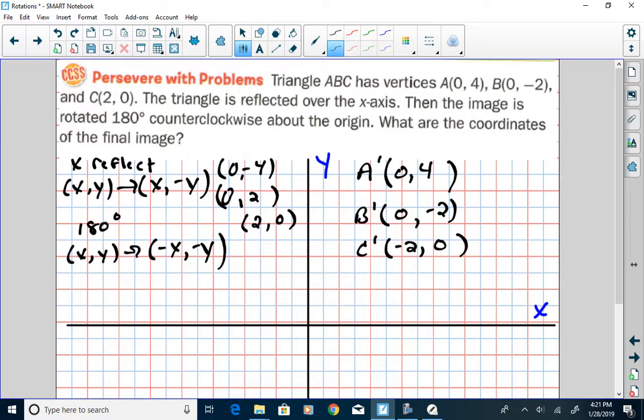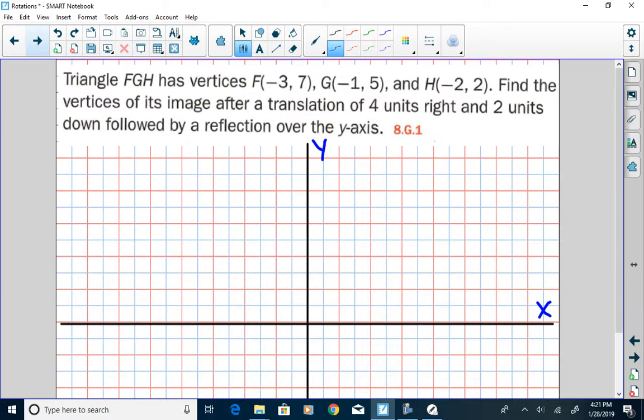Triangle ABC. What are the coordinates of the final image? We have to apply each of these two rules, first the x-axis reflection, where the x value stays the same and the y value becomes its opposite. Then we do opposite x, opposite y. So they would be our coordinates. You're going to have to practice a little bit and play around with these rules. Let's see, we'll do one more.